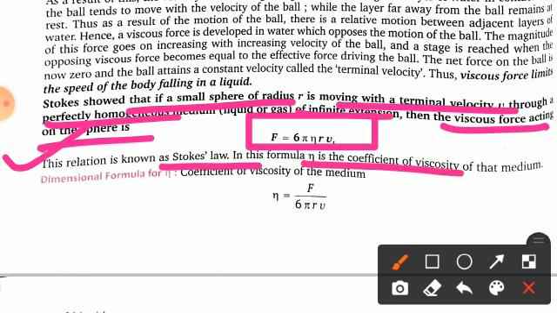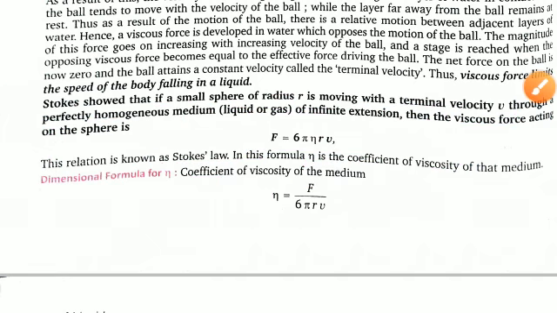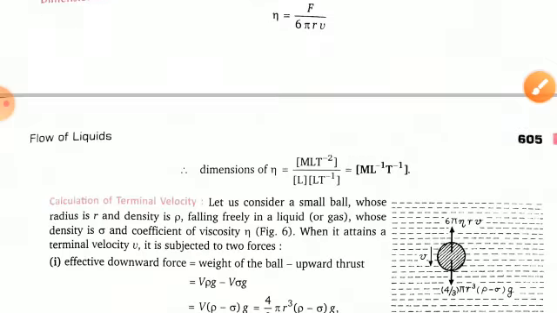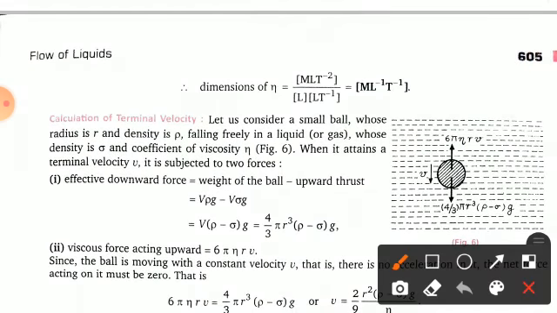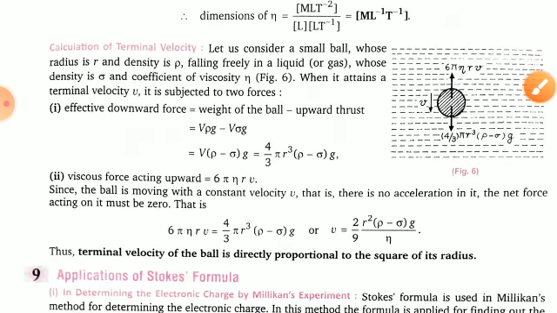Or you can also set up the relation to find out the coefficient of viscosity, then you can write this formula like this: eta is equal to F by 6 pi r v. Now if we discuss the dimension of the coefficient of viscosity, it is M L inverse T minus 1. This is the important concept.